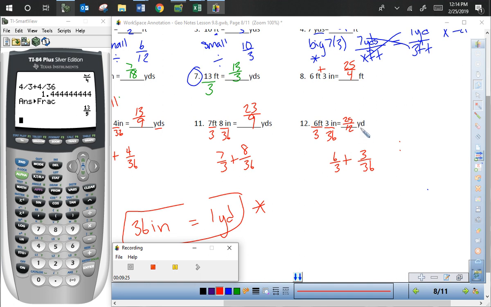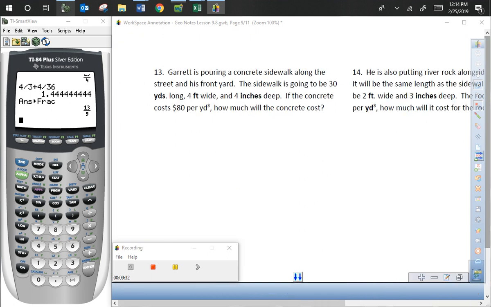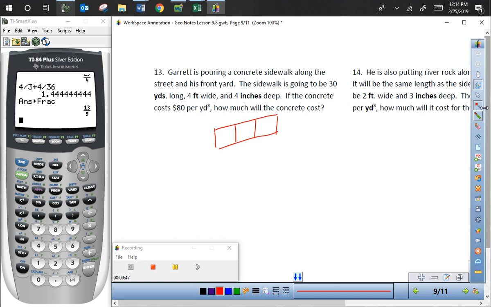Okay. Now we're going to apply a little bit of this to volume. So it says on number 13, Garrett is pouring a concrete sidewalk along the street and his front yard. So if we're thinking about a sidewalk, we've got the shape of a rectangle, or kind of a lot of rectangles together. But we know if we're pouring concrete, okay, it's actually a 3-dimensional shape. Okay? So this is actually going to be a box for us.